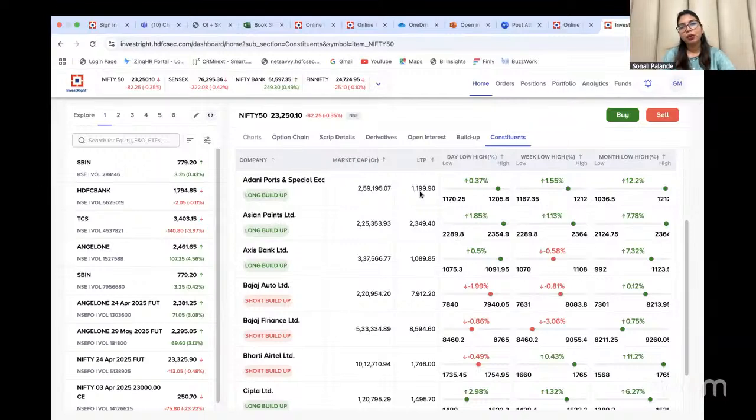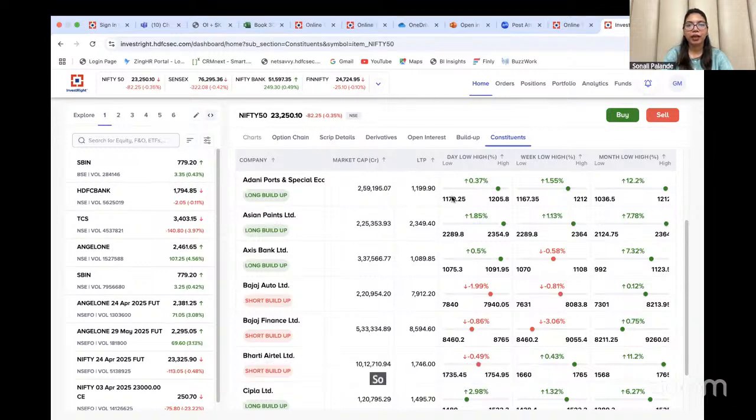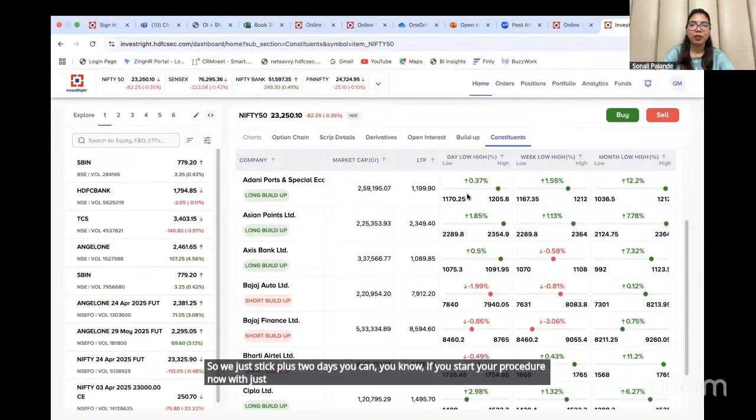Ajay sir, you have to be a client of HDFC Securities to operate this particular platform, because when you log in, you need to have the login credentials. You can log into the platform with the HDFC Securities login credentials only. So that way you can explore it. If you start your procedure now, with just T+2 days, you will be able to explore the platform.